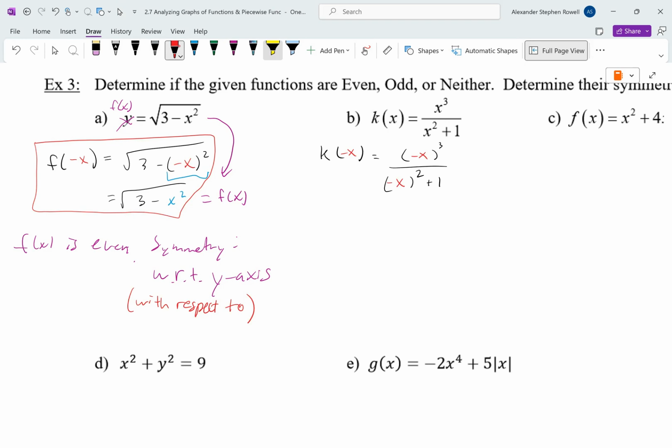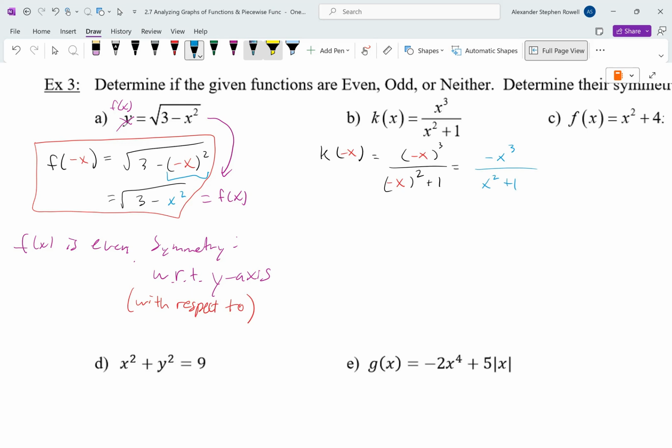Okay, negative x in parentheses cubed. Do I get negative or positive? That is correct. Negative x cubed after we simplify. What about the negative x in parentheses squared? Positive x squared.